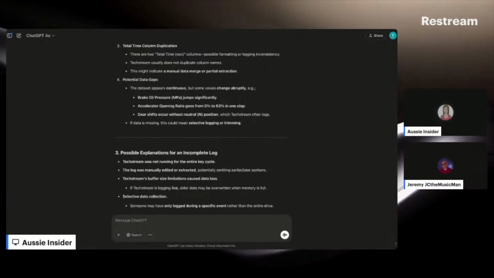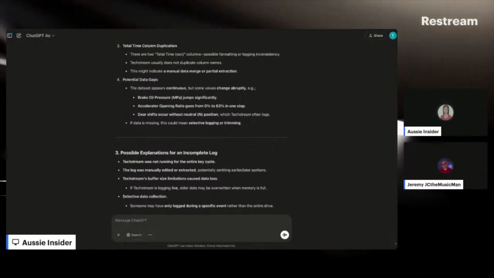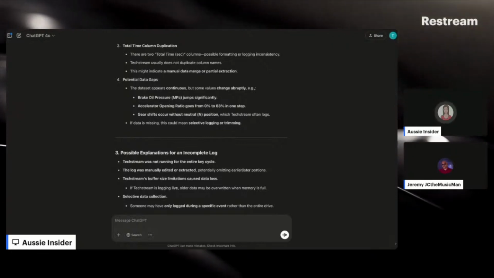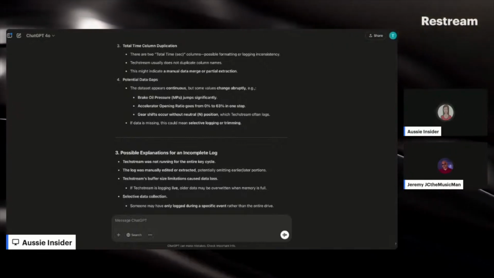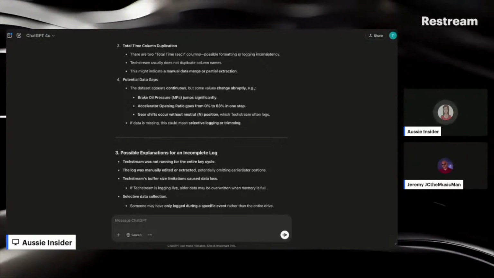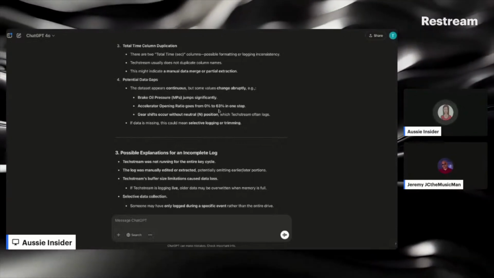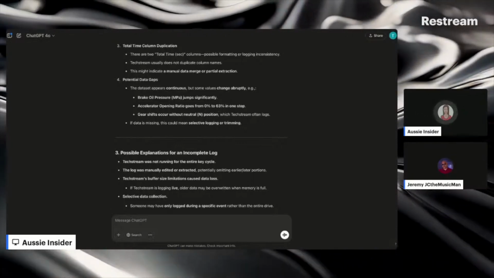So, we can do that next. So, the potential data gaps. The data set appears continuous, but some values change abruptly. Brake and oil pressure jumps significantly. Accelerator opening ratio goes from 0 to 63% in one step. So that should have been gradual, obviously, if it was going to be measured in half seconds.